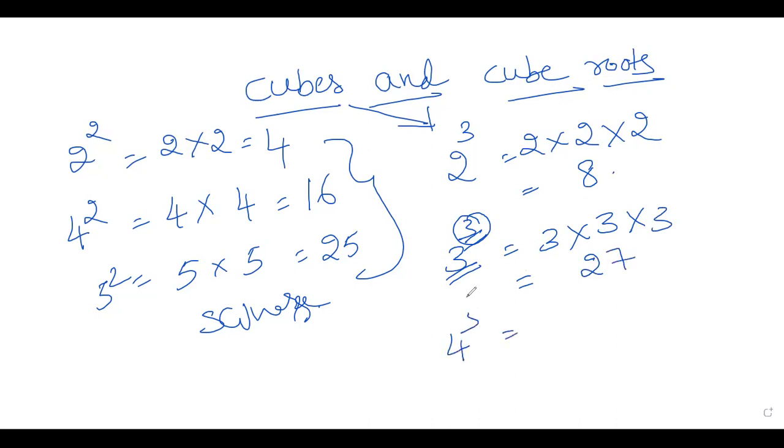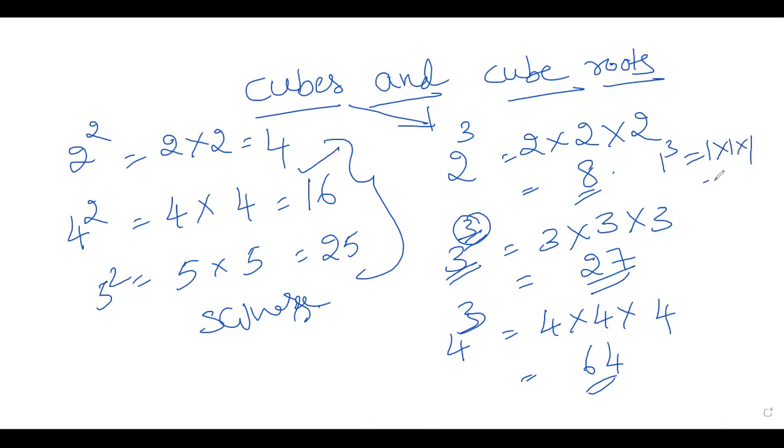What is 4 cube? What is 4 square here? 4 into 4, it is 16. Square of 4 is 16. What is cube of 4? Multiply 4 3 times. 4 fours are 16, 16 fours are 64. What is 1 cube? If you multiply 1 by 3 times, we get 1 itself, right? 1, 8, 27, 64. All these numbers are cubes. Okay, children?